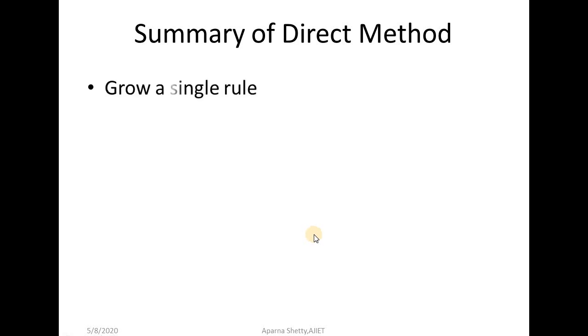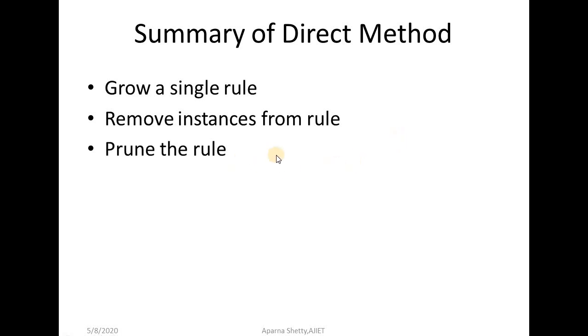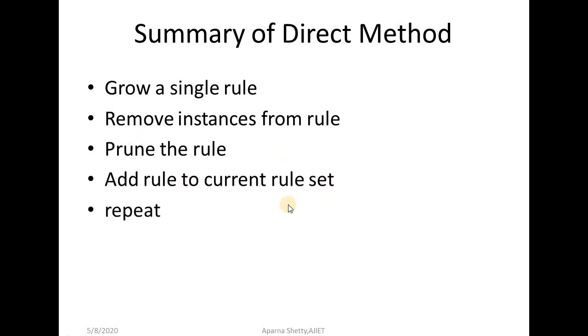Summary of the direct method. First, grow a single rule, then remove the instances, or the records, that are triggered by that rule. Prune the rule, which means you remove the conjuncts from that rule. Add the rule to the current rule set. Repeat. First you generate a rule, remove the records that are triggered by the rule, prune the rule, add the rule to the rule set, and repeat. This was about the direct method.